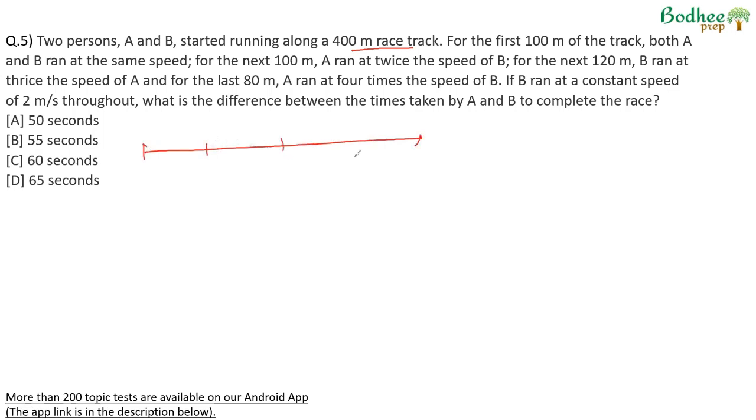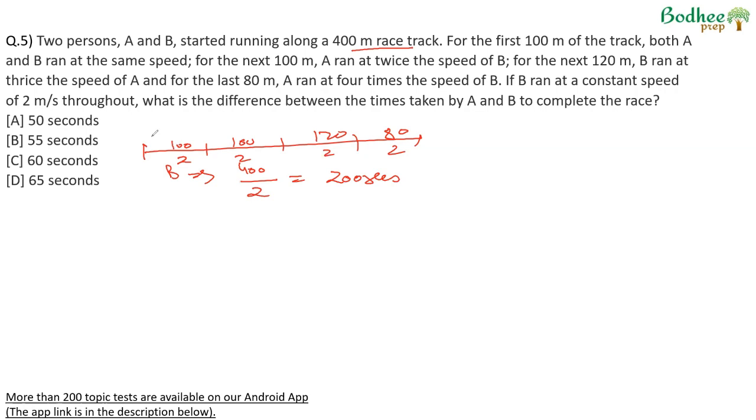100, next 100, next 120, and for the last 80 meters, this is the division of 400 meters. As far as B is concerned, B is running 400 meters at 2 meters per second. So speed of B is 2, 2, 2, and 2.